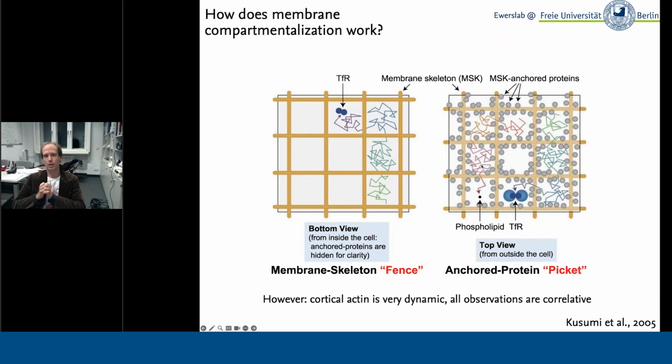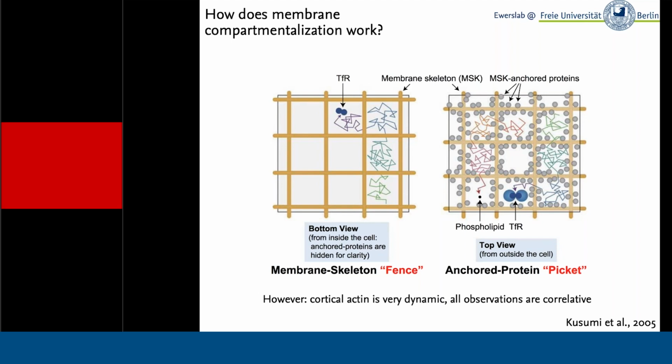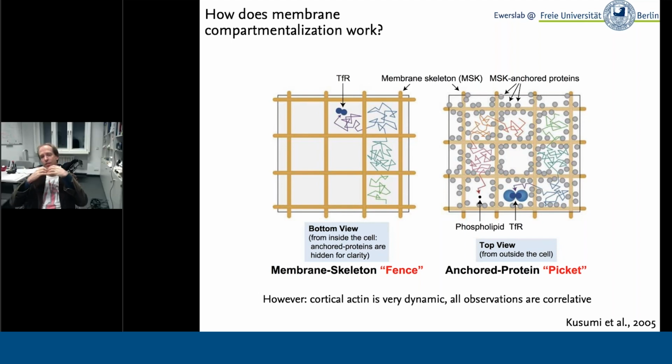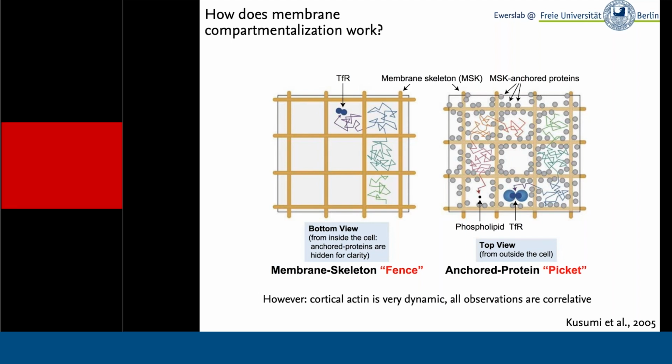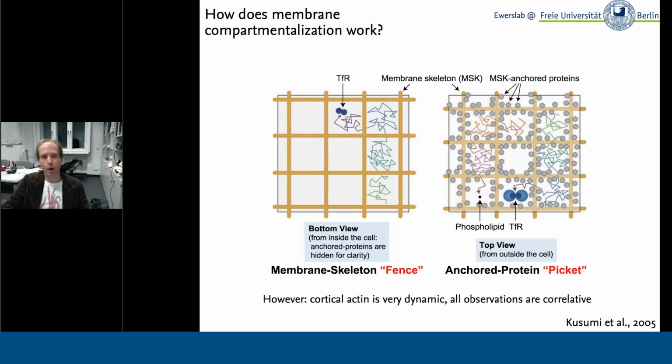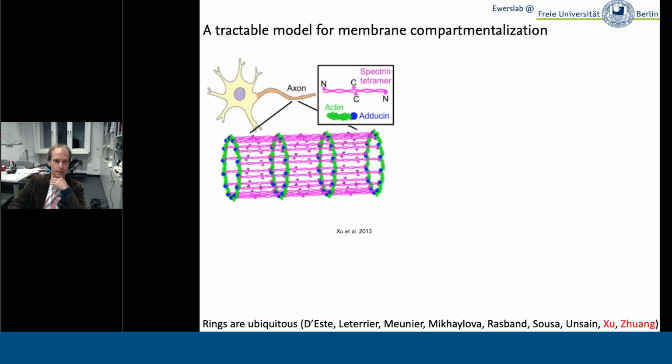These two models were put forward by Aki Kusumi and others to understand how membrane protein motion is compartmentalized in cells. However, of course, as we know, cortical actin is very dynamic, and all these observations necessarily had to be entirely correlated. So how do we go about studying this?